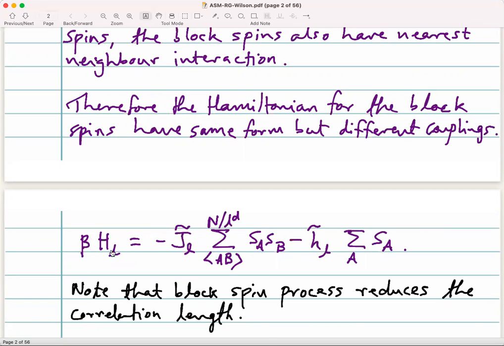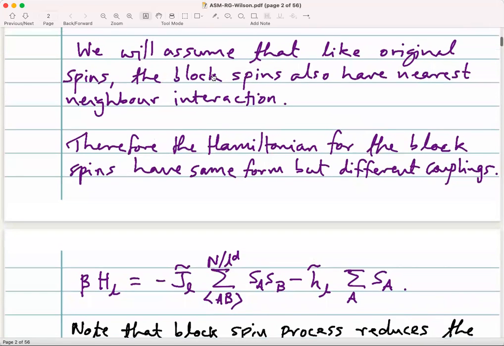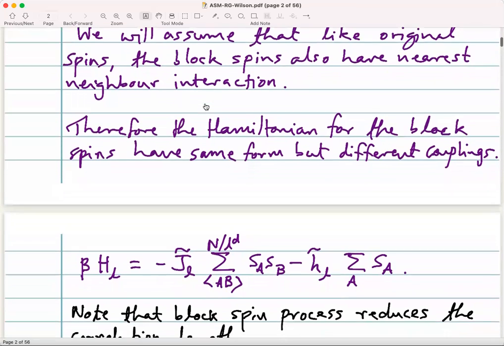So beta H_L is equal to minus J tilde_L times the nearest neighbor interaction between S_A and S_B, where A and B take values n upon L to the D, because that is the total number of block spins, minus H tilde_L times the summation over A of S_A. This form of the Hamiltonian essentially comes from the statement that the block spin Hamiltonian again has nearest neighbor interactions.